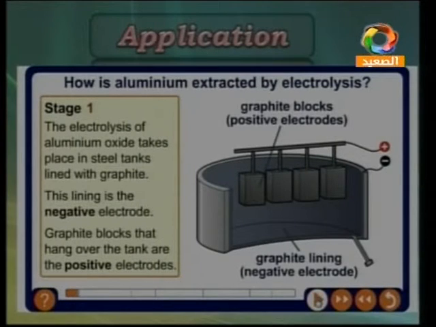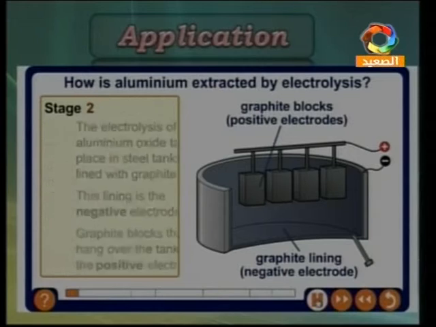In the first stage, the electrolysis of aluminum oxide takes place in a steel tank lined with graphite. Inside the container we have graphite blocks connected to the positive electrode, and the graphite lining is the negative electrode. The negative and positive are connected to a source of high-voltage electric energy. So the lining is the negative electrode and the graphite blocks are the positive electrode.